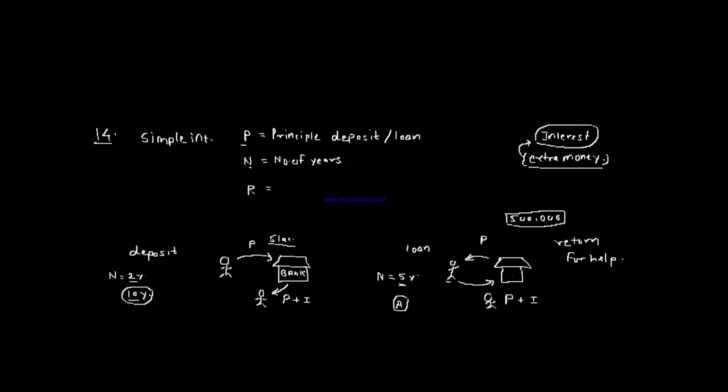And guys, how is this interest calculated, on what basis is this extra money calculated? That is your rate of interest. It is always given in the form of a percentage. So these are the basic things, P and R. And this is the formula for simple interest, that is SI is equal to P into N into R upon 100.